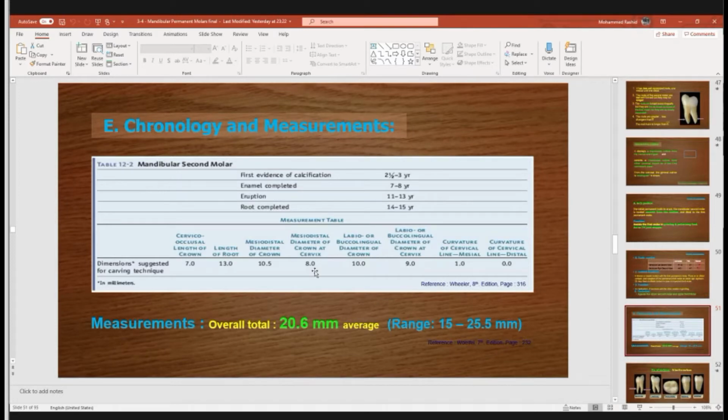The measurements you see here: the cervico-occlusal length is a little bit smaller than the first molar. It is 7; the first molar was about, I think, 7.5. The length of the root is about 13 millimeters. Mesiodistal diameter of the crown is 10.5, and mesiodistal diameter of the crown at the cervix is 8. Buccolingual diameter of the crown is about 10. Buccolingual dimension at the cervix is about 9. So occlusally, it is a little bit bigger.